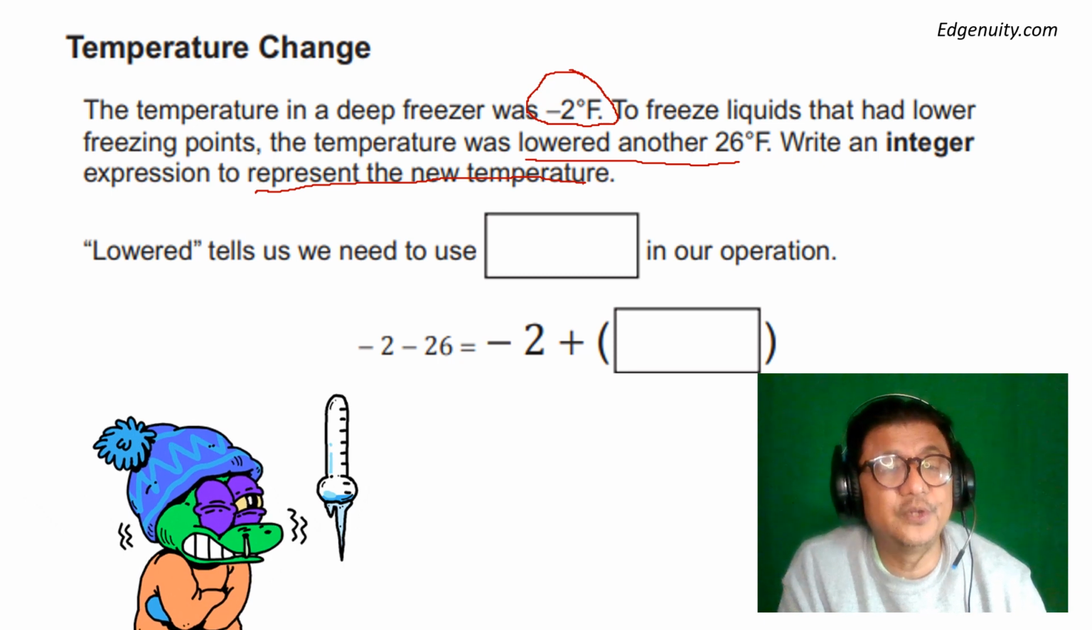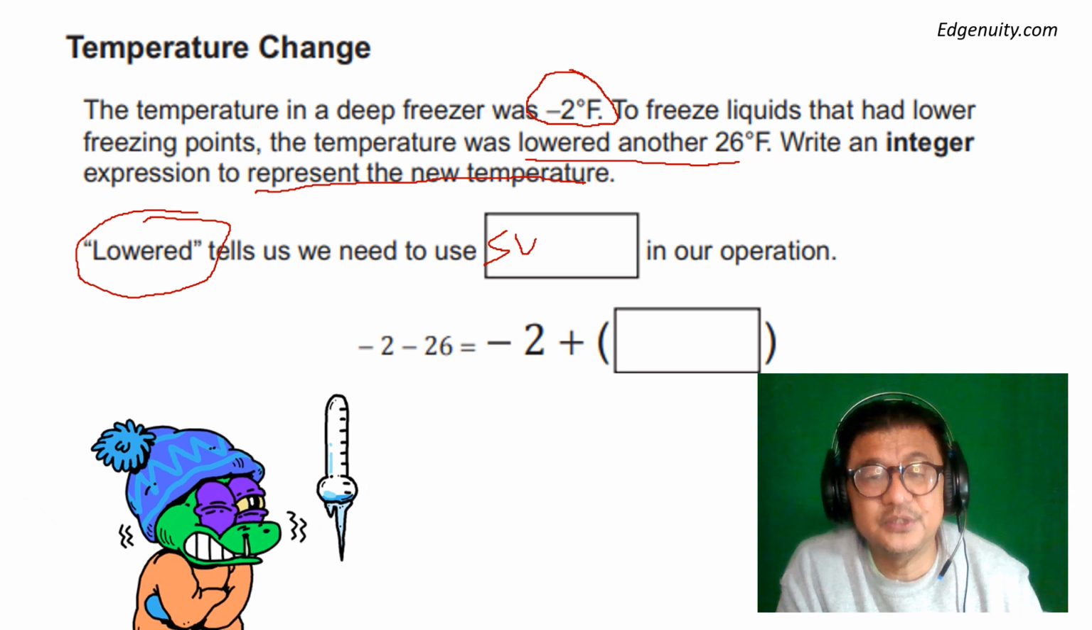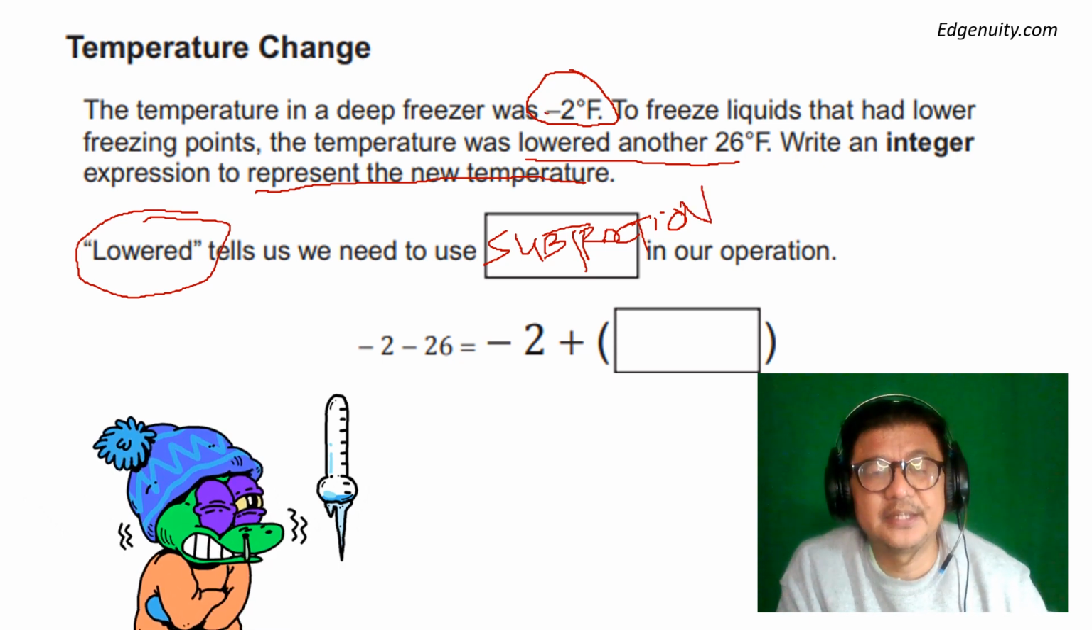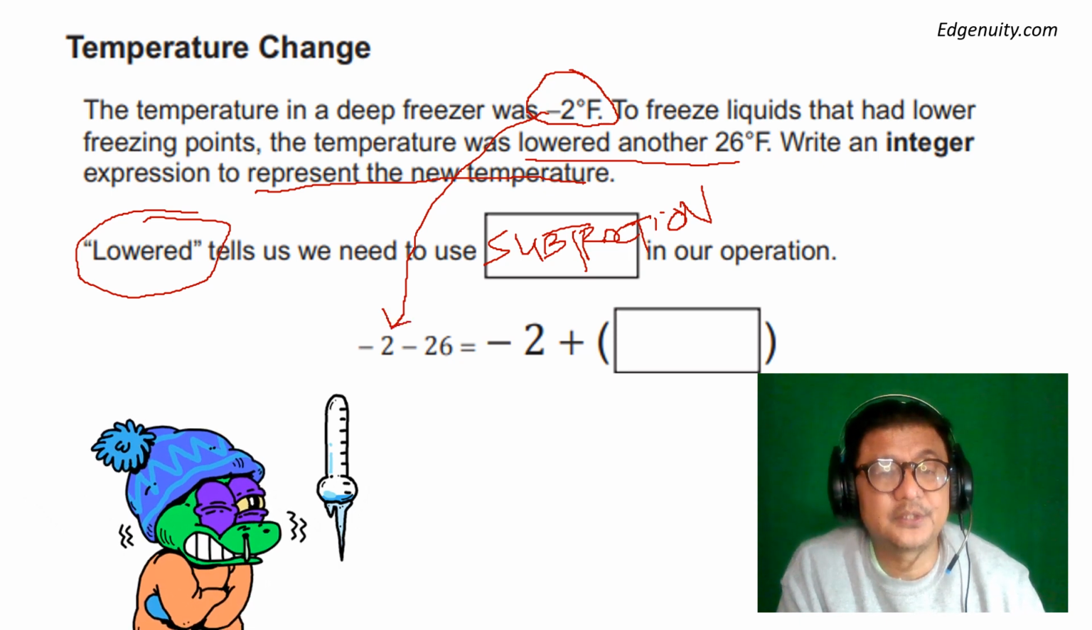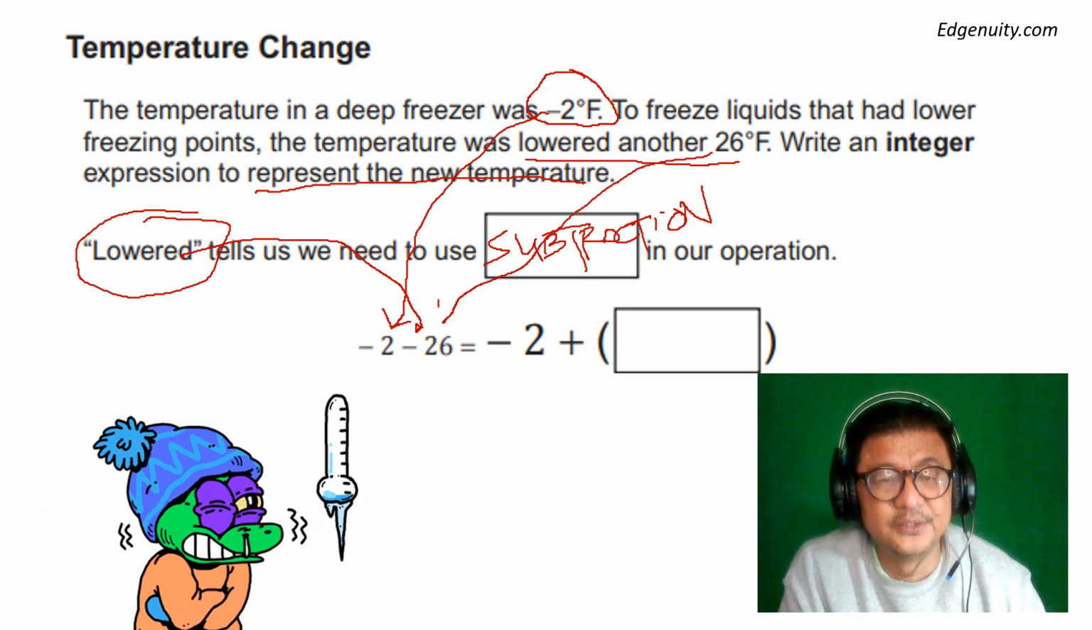Lowered means we need to use what? Subtraction in our equation. So we started with -2. Since you want to lower it, lower means subtraction. By what temperature? 26 is over there. So this in itself is an expression, guys. We can say -2 minus 26.